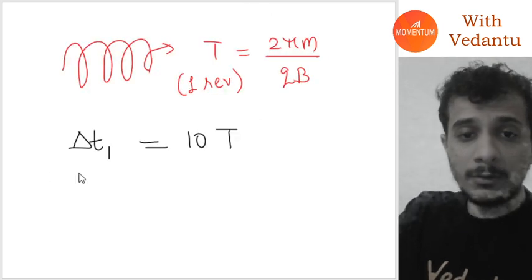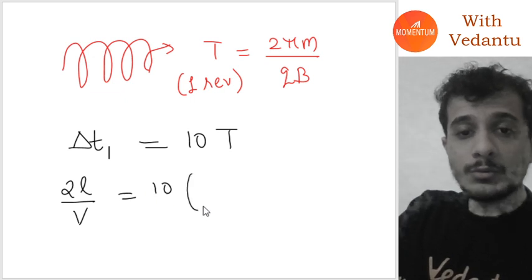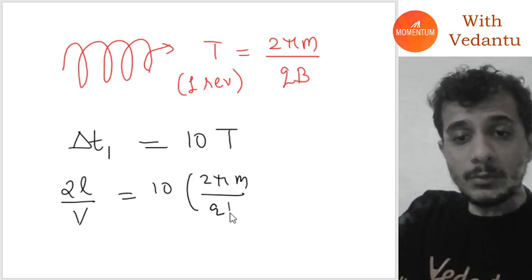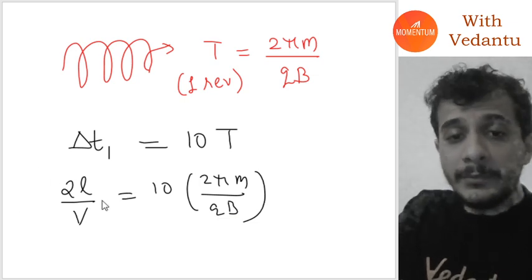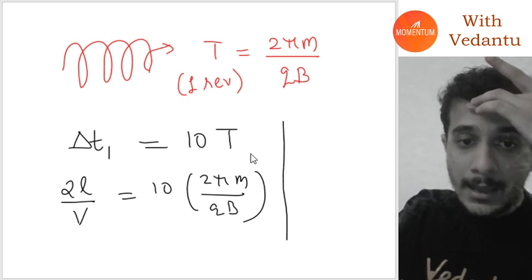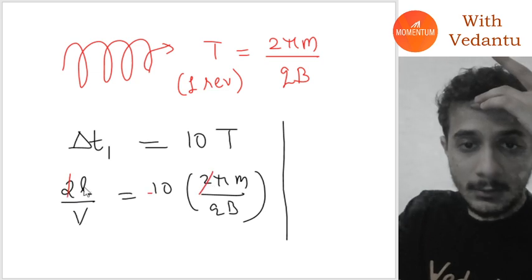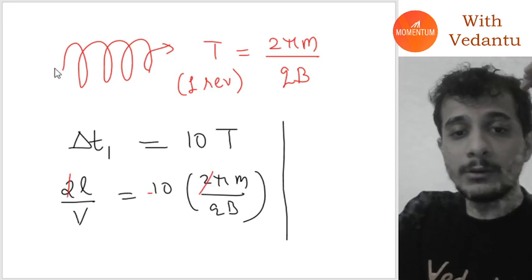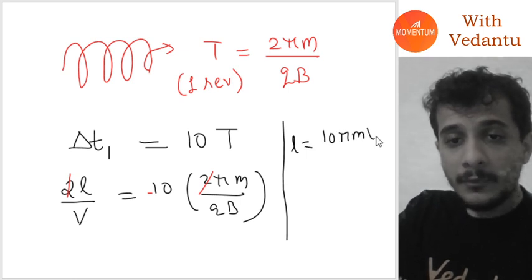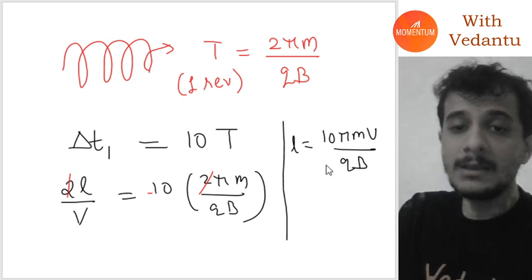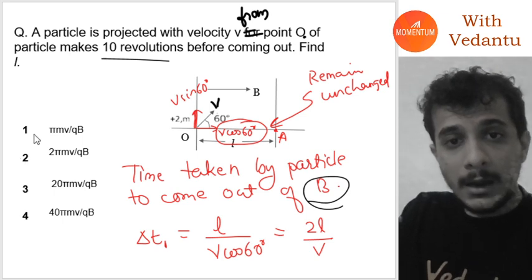So I will just substitute the values. I will write 2L divided by v is equal to 10 into 2 pi m divided by q into b. From this, if you try to calculate L, first of all this 2 and 2 get cancelled out. L will be equal to 10 pi mv by qb.